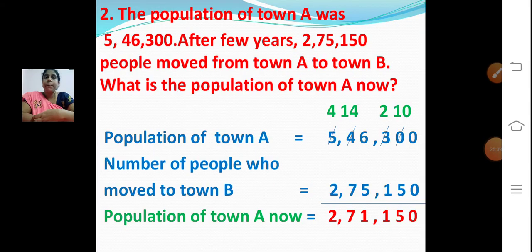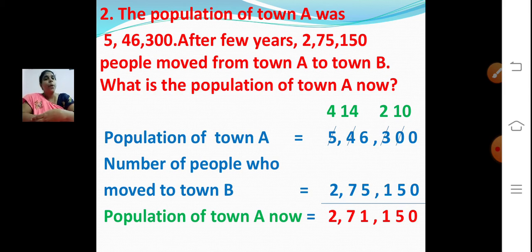Now we'll see one more sum. Population of town A, word problem. First I'll read the question. Population of town A was 5,46,300. After few years, 2,75,150 people moved from town A to town B. What is the population of town A now?